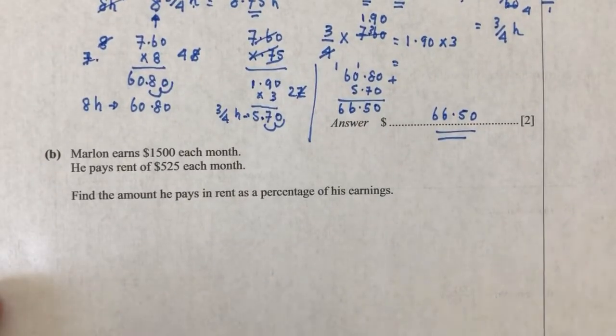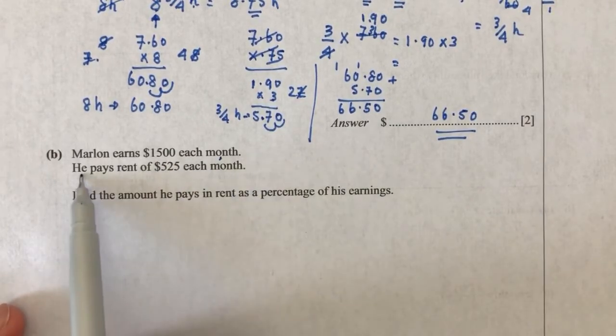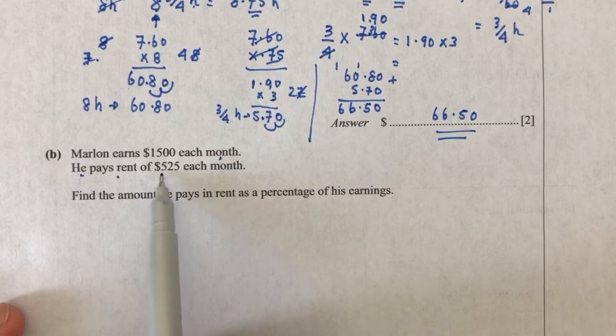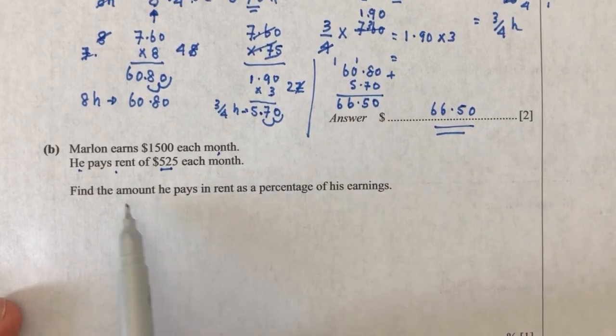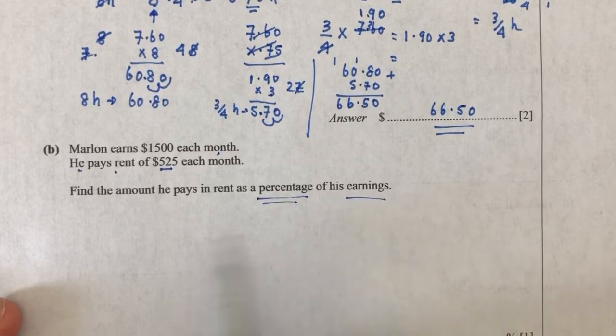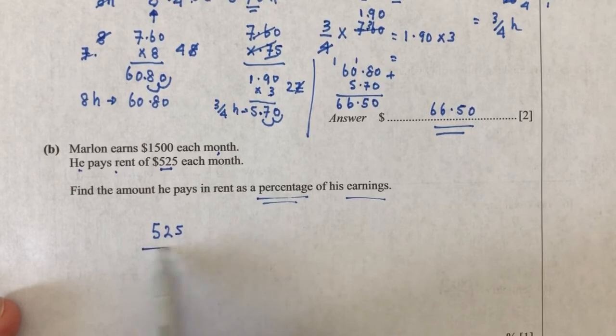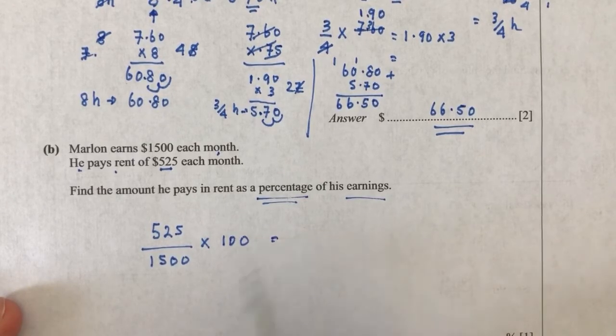Okay, so moving on to part B. Marlon earns $1,500 each month. He pays rent of $525 each month. Find the amount he pays in rent as a percentage of his earnings. So pretty easy. Rent is $525 divided by earning, which is 1,500 times 100 for percentage.